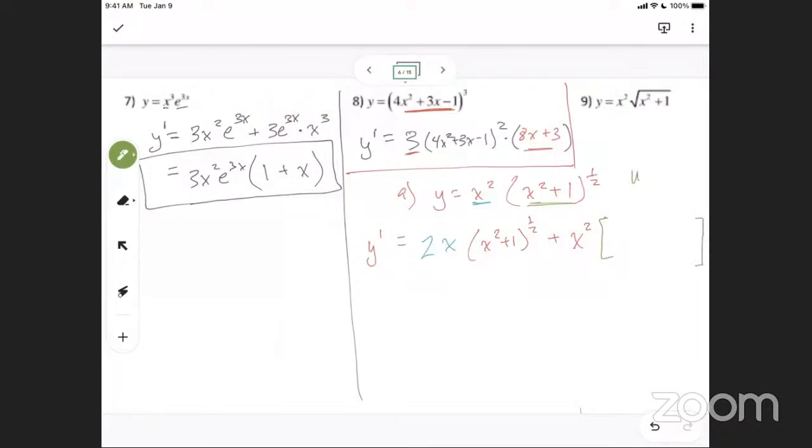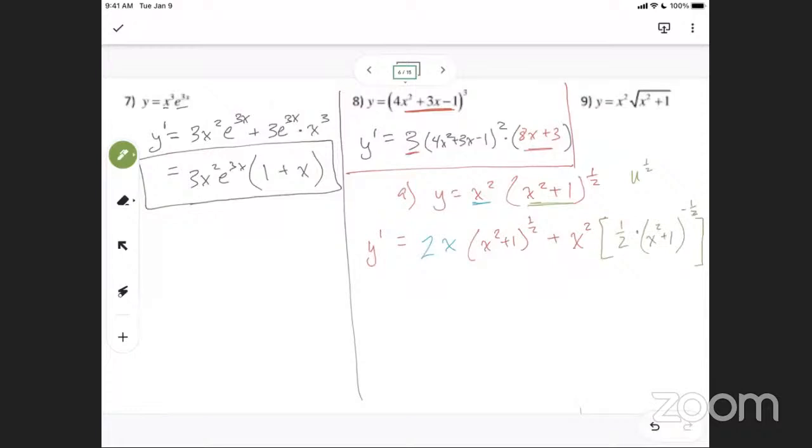Is it half? U to the 1/2. Yeah. Okay. So take the derivative of u to the 1/2? You put the half on the outside, and then x squared plus 1, right? Yep, times u to the what power? Negative half? Yep. Good.